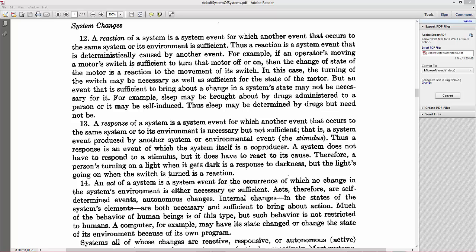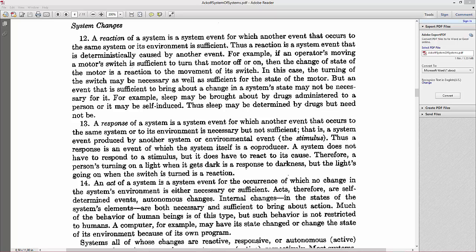A response of a system is a system event for which another event that occurs to the same system or to its environment is necessary but not sufficient. That is, a system event produced by another system or environmental event, in other words, the stimulus. Thus, a response is an event of which the system itself is a co-producer. A system does not have to respond to a stimulus, but it does have to react to its cause. Therefore, a person's turning on a light when it gets dark is a response to darkness. But the lights going on when the system is switched on is a reaction. Of course, the system may have chosen not to react.